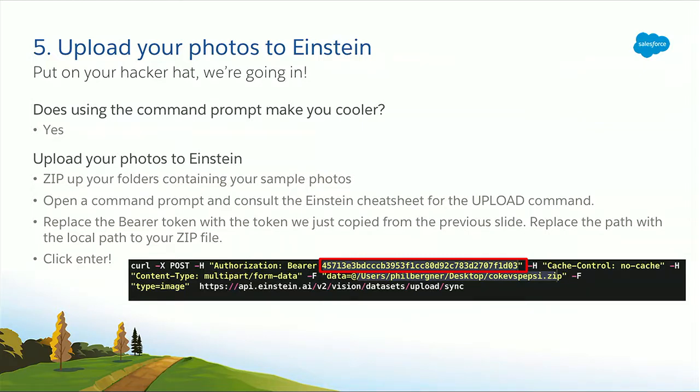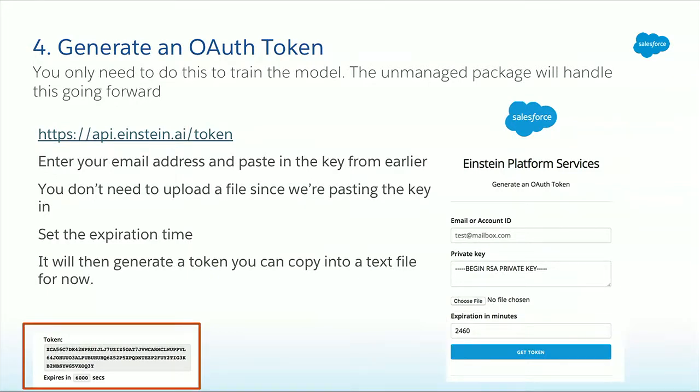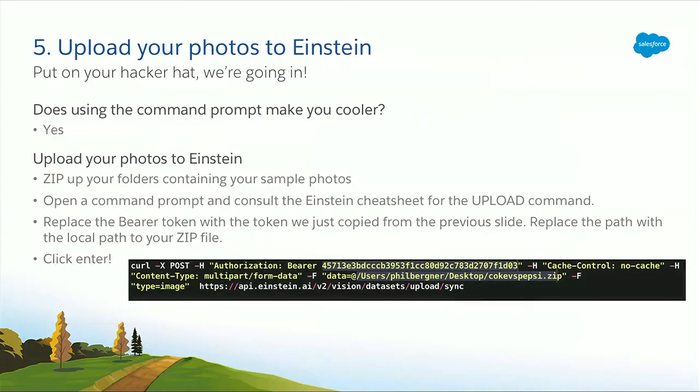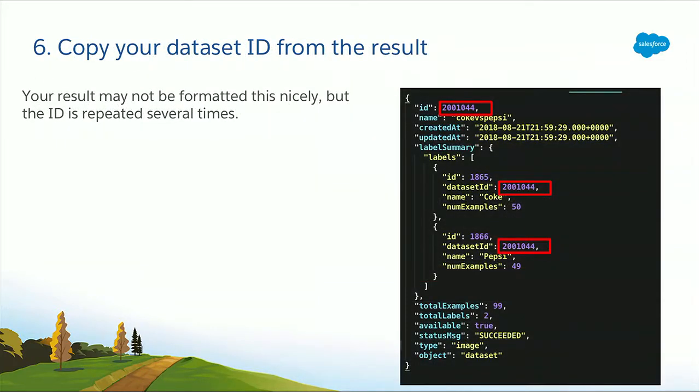So I'm going to want to replace the bearer token, which I've highlighted here, which, once again, going back, was the result that we got back from our auth token. I'm going to paste that in right here. And then you're going to point it to where your zip file is, right? So you need to tell it where all these files are that you're going to upload. And that's it. I'm going to hit enter, and it's going to upload all of those photos to Einstein.